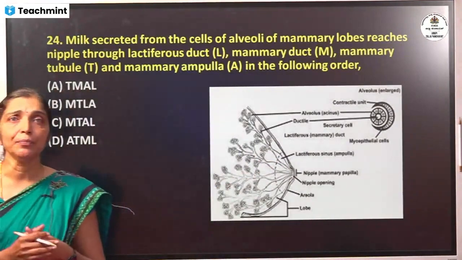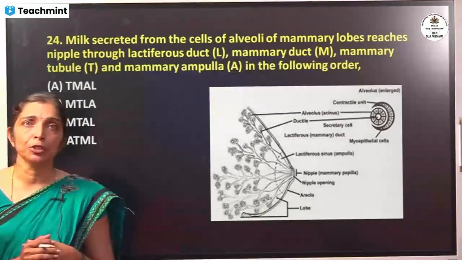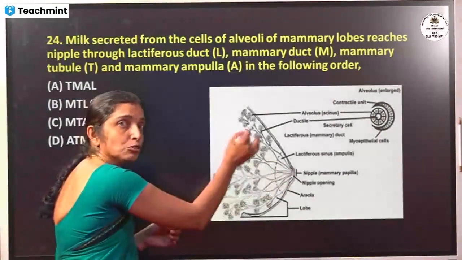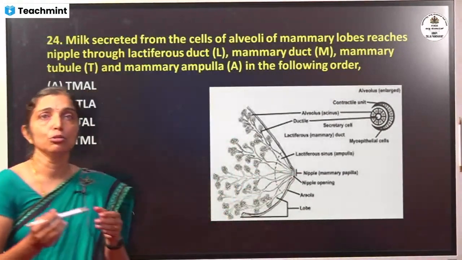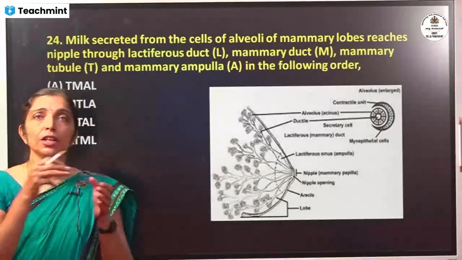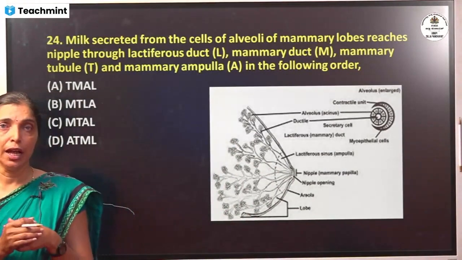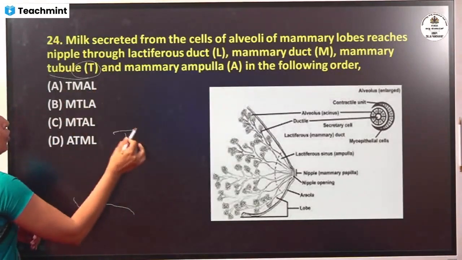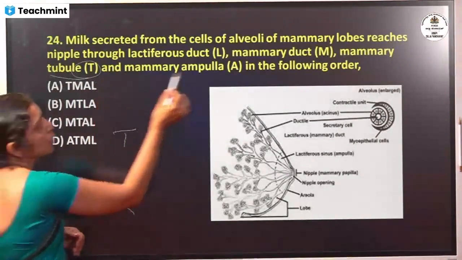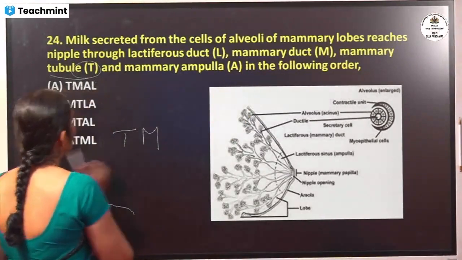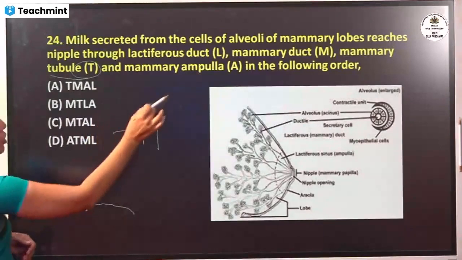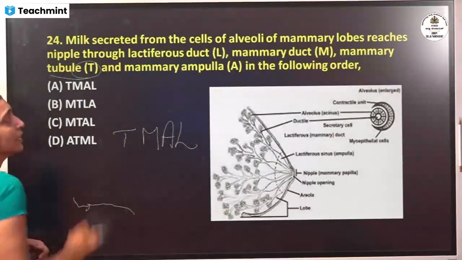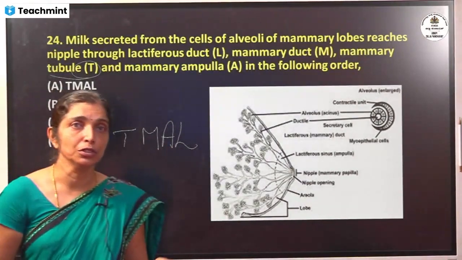So definitely from the alveoli of the mammary lobes, it has to reach the nipple, isn't it? From here the milk has to come till here. So which path does it take? Actually the milk from the alveoli moves into the mammary tubule, that is T. From the mammary tubule, it goes into your mammary duct, which is M. Then it moves into your mammary ampulla, and then ultimately it comes to the lactiferous duct L, and from there it will move into the nipple.